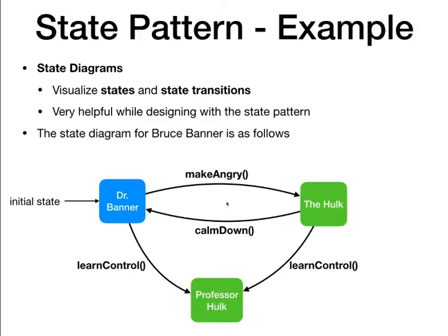So we're going to start in the initial state of Dr. Banner. If you make Dr. Banner angry, he's going to become the Hulk. So that make angry implementation in Dr. Banner has to have a state transition that moves to the Hulk. Sometimes these methods will have other functionality as well, but somewhere in that make angry method in Dr. Banner, we have to have a state transition over to the Hulk. The Hulk, calm him down, he goes back to Dr. Banner, and from either of them, if he learns control, he's going to become Professor Hulk, and once he's in the Professor Hulk state, that's an end state, he's staying there forever. There's no going back after that.